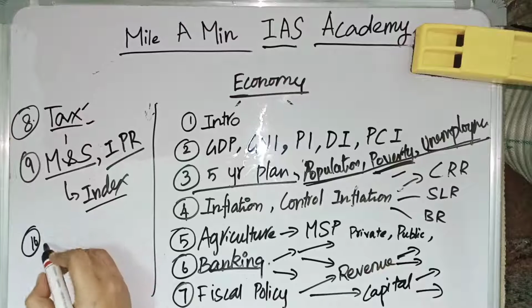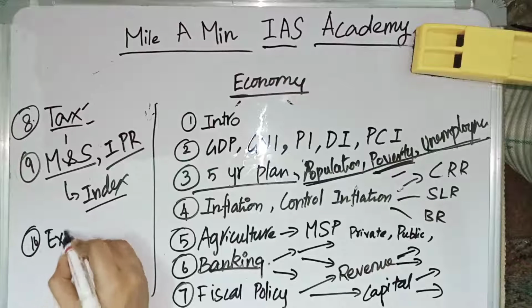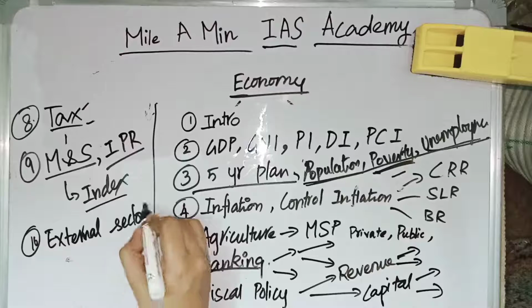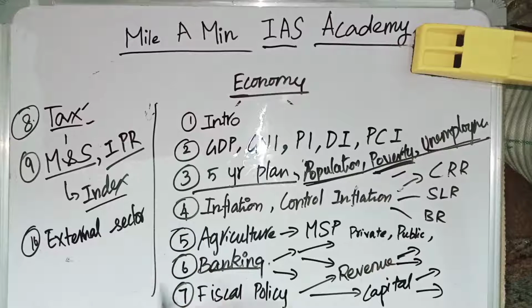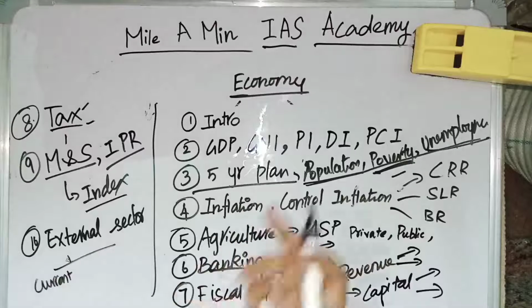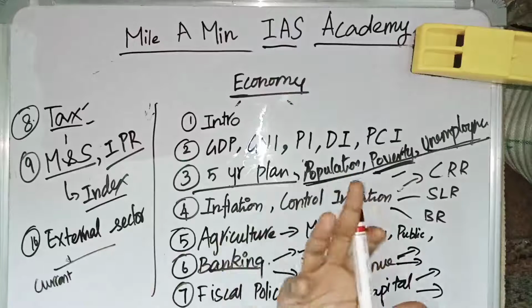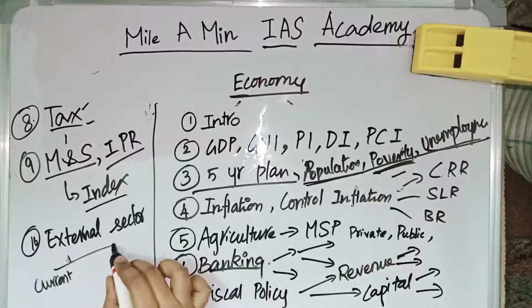In 10, let us see about the external sector. The external sector is relating to foreign trade. In the external sector, we have balance of payments, in which we have visibles as well as invisibles. We have current account and capital account. First one is the current account. In the current account, we have visibles as well as invisibles. Visibles is nothing but the goods which are produced, and invisibles are the ones which are not visible, which means it is services. We have current account and then capital account.